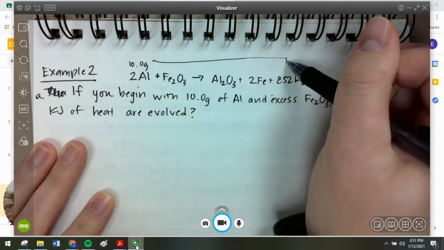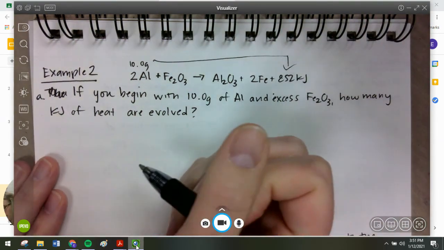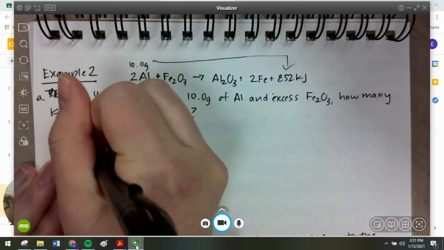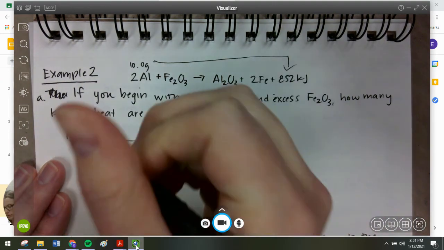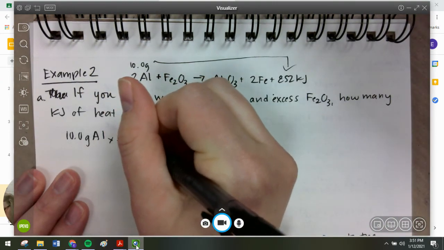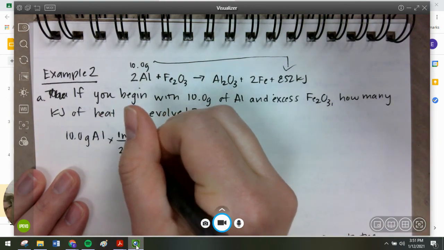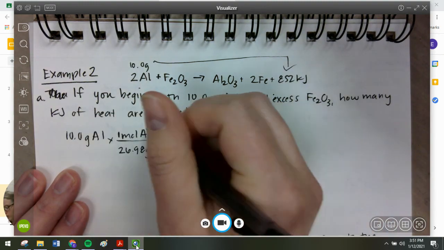to figure out kilojoules. So I've got a balanced equation. I know I'm going to do stoichiometry kind of right off the bat with this. So I'm going to start off with my 10 grams of aluminum. And you know, starting information needs to go into moles. So 1 mole of aluminum is equal to 26.98 grams, right? Grams will cancel out. We're in moles.